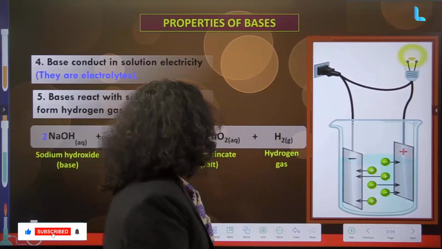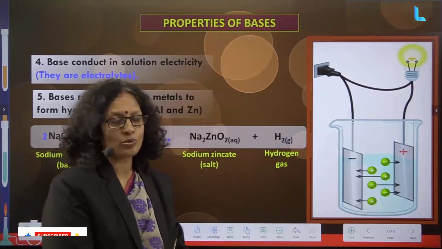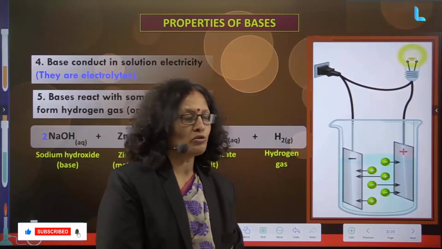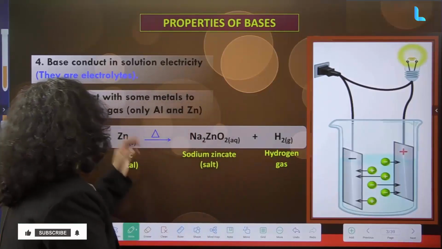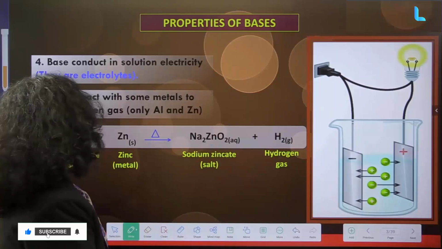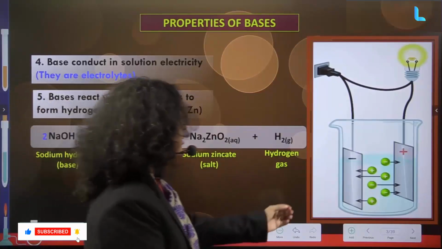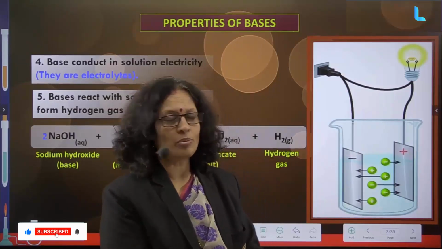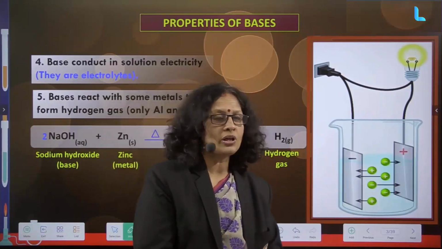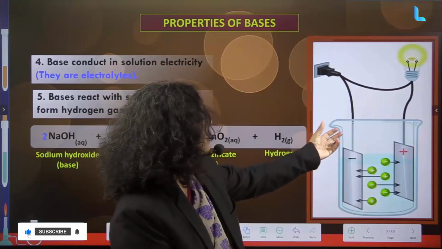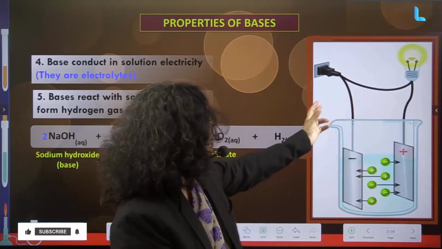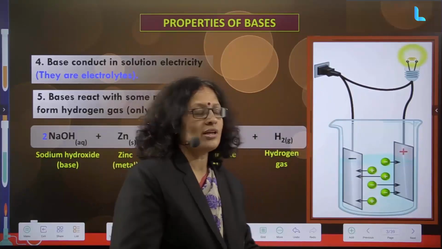Now let's see some of the properties of bases also. We have studied in previous classes the properties of acids. Now we will see the properties of bases. Bases conduct electricity in solution. See here, a basic substance is made into a solution, for example sodium hydroxide dissolved in water, and it is connected with electrodes and a bulb, and the circuit is completed to pass electricity.